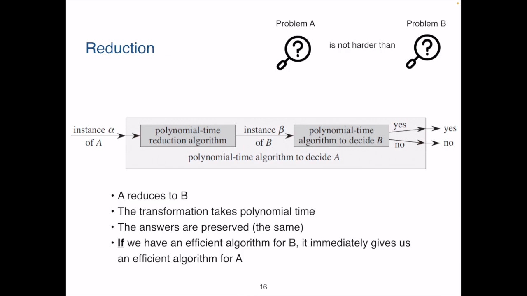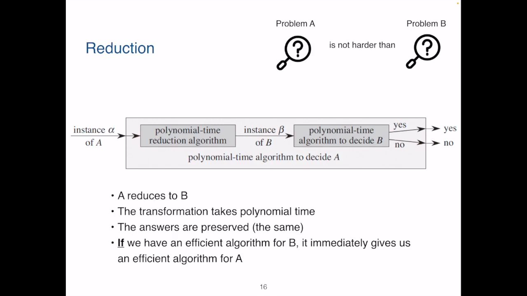We use a polynomial time reduction algorithm to solve a decision problem A in polynomial time. Given a polynomial time decision algorithm for another problem B, we demonstrate that any instance of A can be transformed in polynomial time into an instance of B in an answer-preserving way. Answer-preserving means that if the answer to A on that specific input is yes, then the answer to B on the transformed input should also be yes, and vice versa.